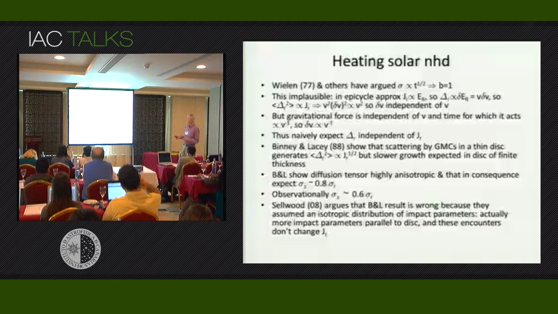So Wielen scaling isn't plausible, but you still see it very often reproduced because people think, oh, this is a diffusion process. Diffusion processes lead to the velocity dispersion increasing like the square root of time. But the data don't support it, and it's totally physically implausible.